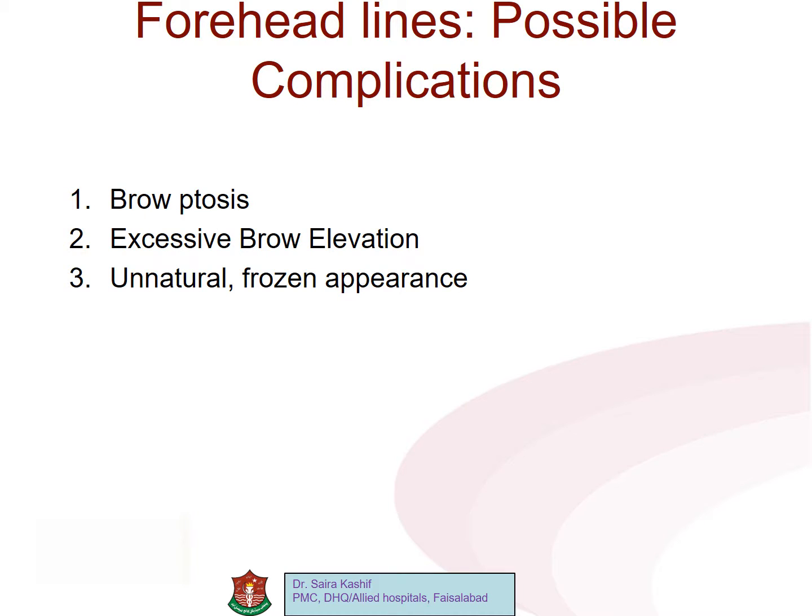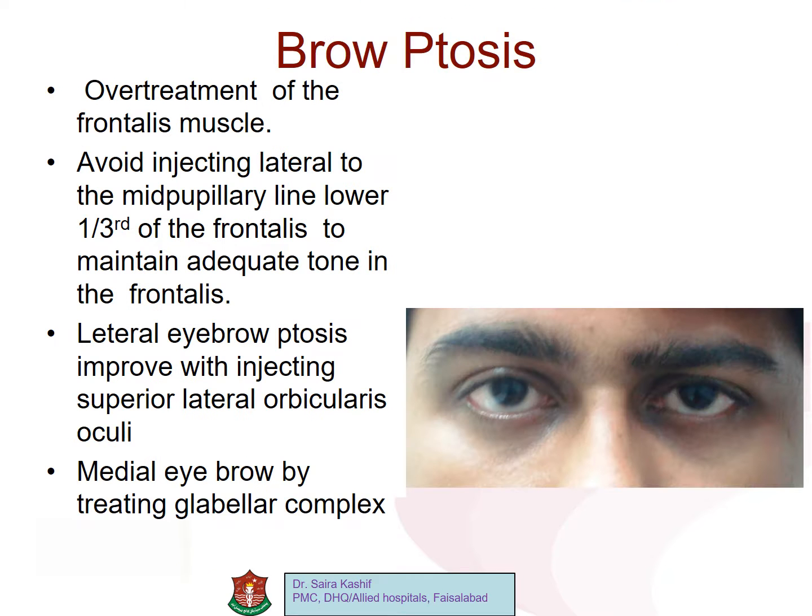What are the possible complications here? Brow ptosis, excessive brow elevation, unnatural frozen look. Here you can see the ptosis. Why does it happen? If you inject the lower third of the frontalis, don't inject the lower portion of the frontalis. If you make injection into the lower third of the frontalis, the result will be brow ptosis.